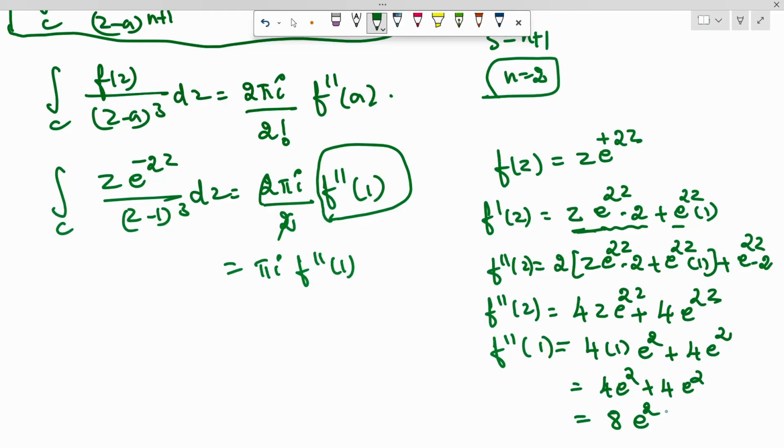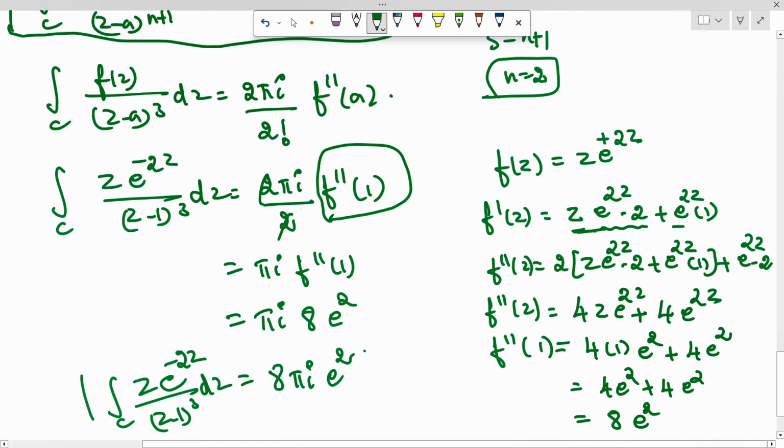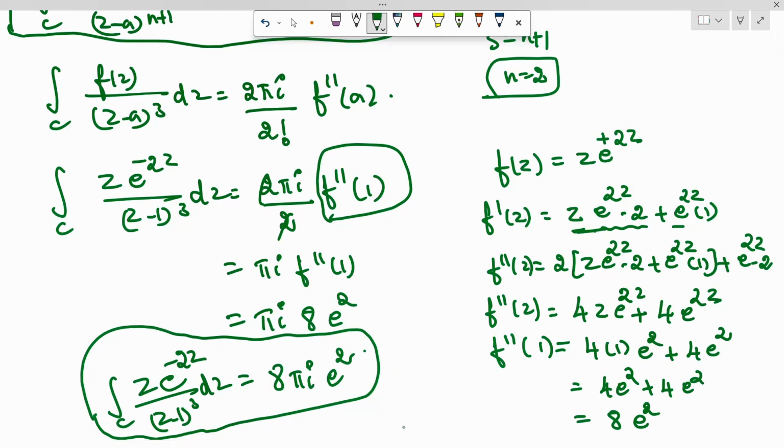Now substitute this f double dash of 1 value in this equation. Pi i into f double dash of 1 is 8 into e square. Therefore, 8 pi i into e square, which is the required solution. Integral of z into e power minus 2z by z minus 1 whole cube into dz is equal to 8 pi i into e square. Without integrating with respect to z, with the help of Cauchy derivative formula, we can easily find the value for this equation. That's all.